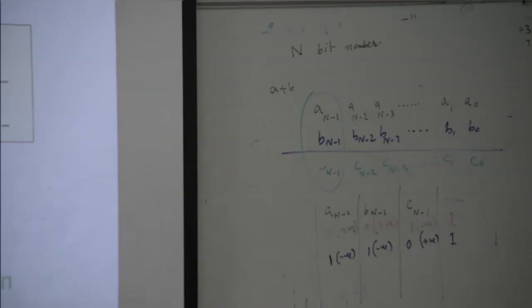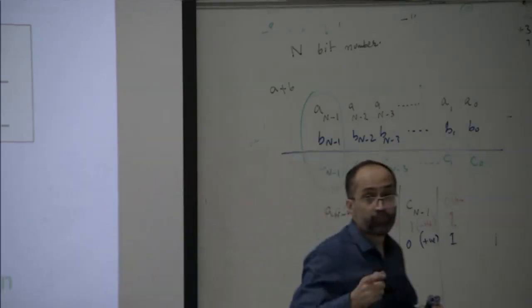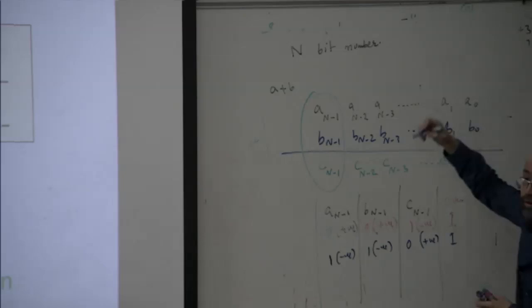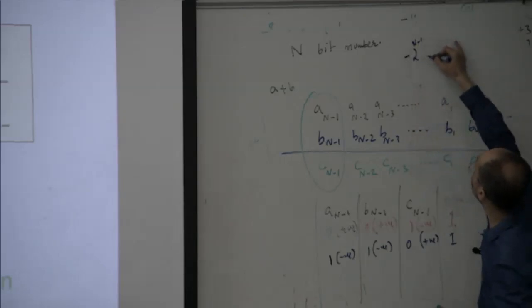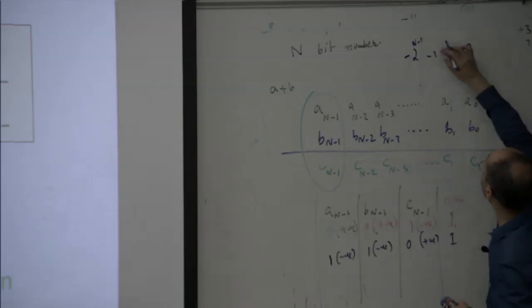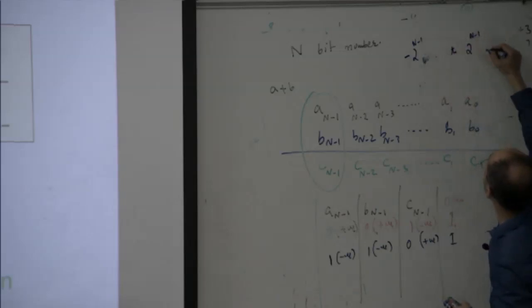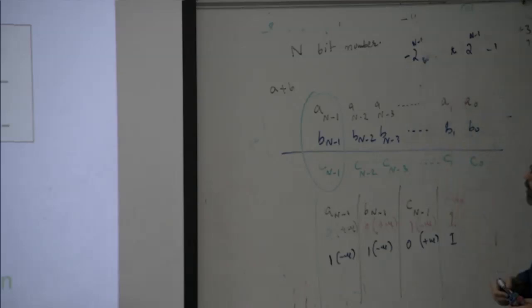Of interpreting this. Now what is the range of an n-bit number? The range is minus 2 to the power n minus 1, to 2 to the power n minus 1, minus 1. This is now the range. Got it? Agreed? Should we proceed?